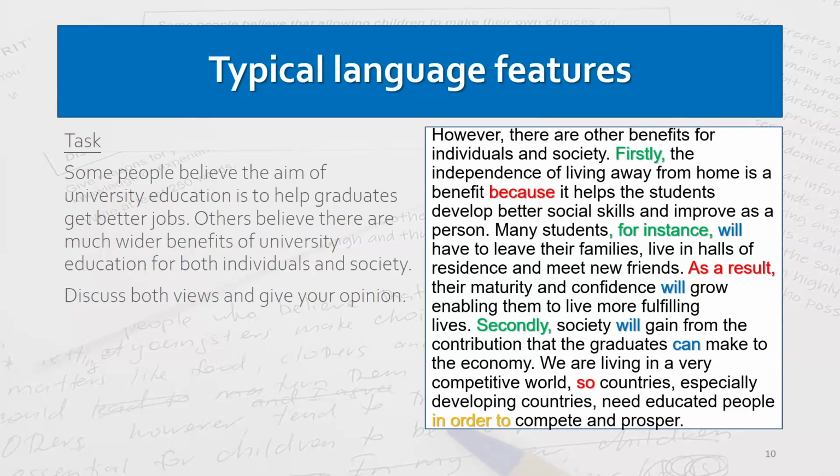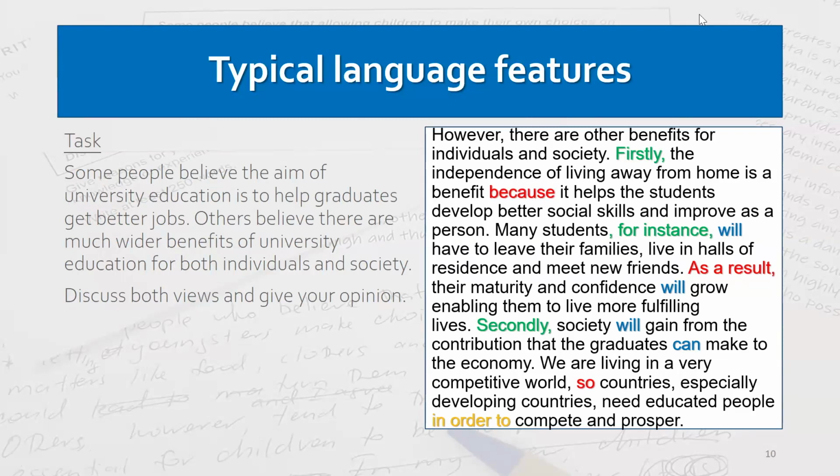Some people think that university education should be like this, but some people believe that university education should be like that. Okay, so two sides of the same issue, and in your essay, you are told to discuss both views and give your opinion. So this is a typical example of a two-sided argumentative writing. So on the right of the screen, actually you can see a paragraph, right? Some words are highlighted in different colors.